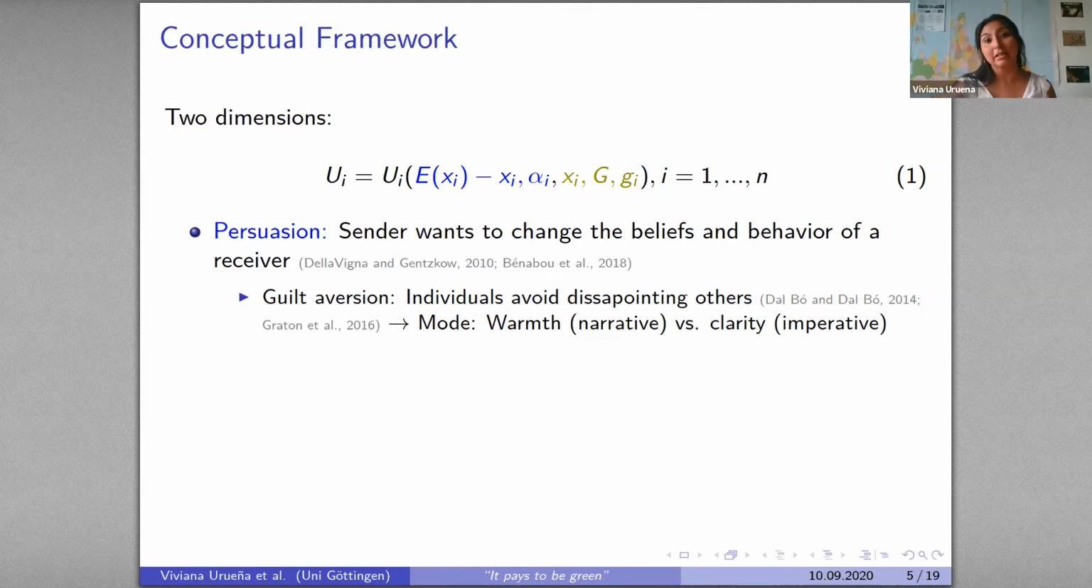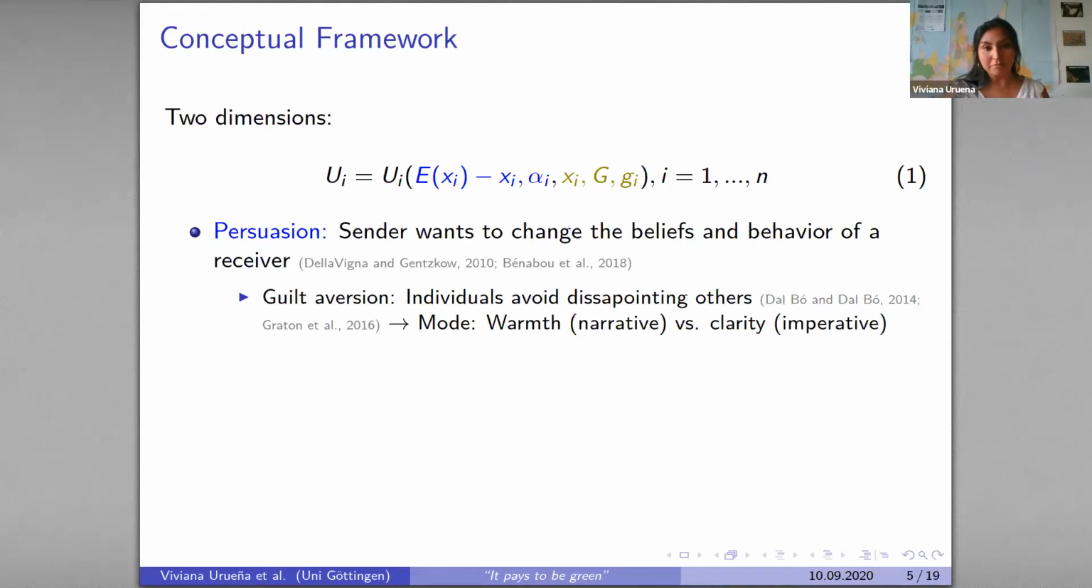The first one is guilt aversion. Why? Because there are many studies showing that we don't like disappointing others, right? So how do we generate this guilt in people? We use 2 different modes in our messages. In one, we use warm messages, and in the other, we use messages that are very clear.